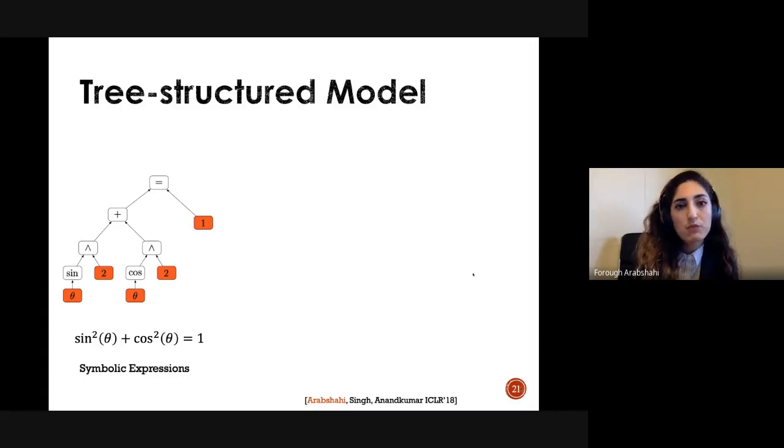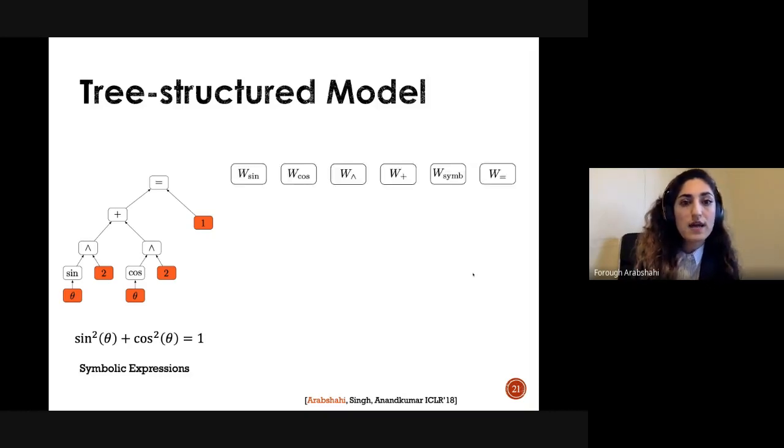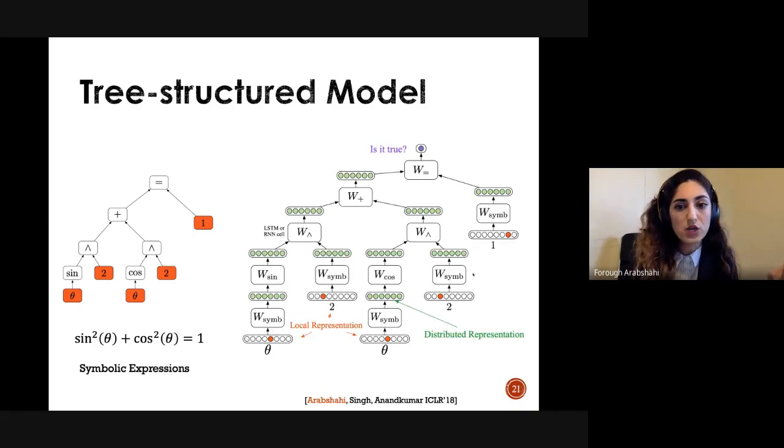But remember that these expressions came for free with their parse tree. So the model that we propose is a tree-structured model. And the way it works is that we are going to assign different neural network blocks for modeling different functions in the domain. For example, we have a neural network for the function sine, a neural network for the function cosine, and so on. And what we are going to do is compose these neural networks such that they mirror the structure of the input equation. And these blocks that I have chosen are long short-term memory or LSTM blocks. So this structure is called a tree LSTM.